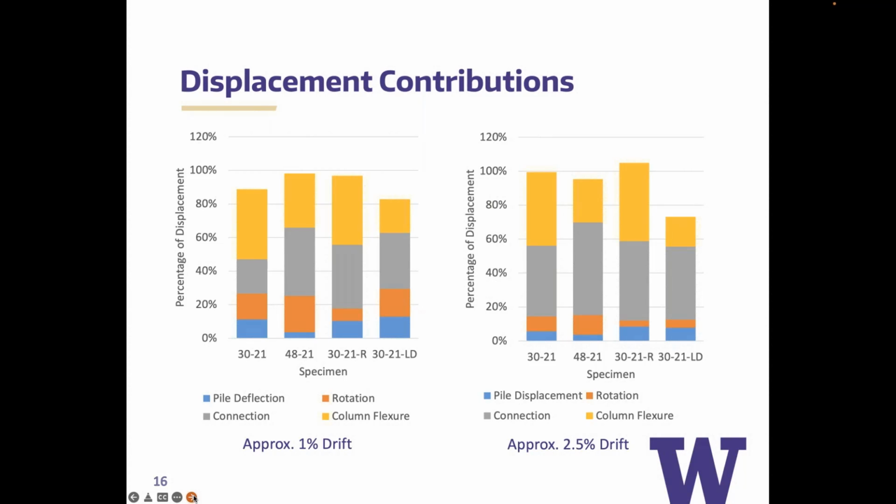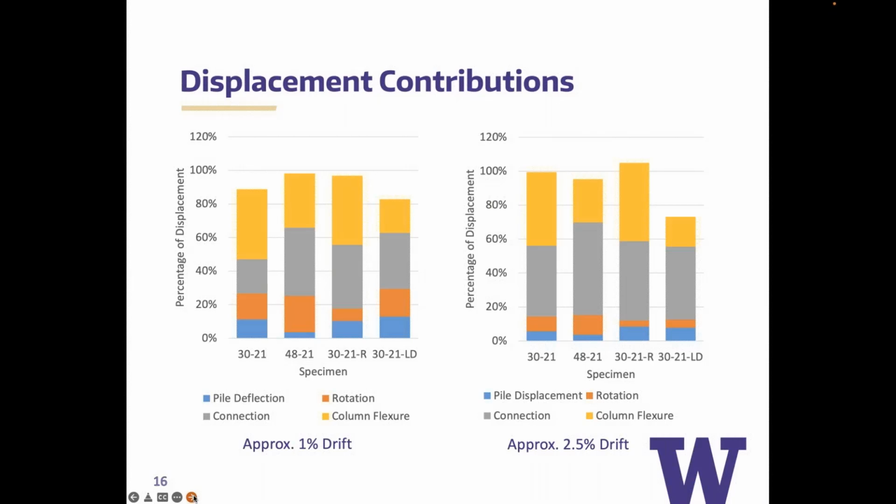The last thing I want to present, because I know I don't have a lot of time, but I think this is really important, is to look at the displacement contributions for each of our specimens. So what we're seeing here is there's a blue deflection, which is attributed just to flexure of the pile. And if you think of the pile flexing, at the top of the pile there's a fixed end rotation, and that's what the orange is. And then the connection is really the region where the bar is embedded into the pile. And then the last one is column flexure, which I think we all know about.